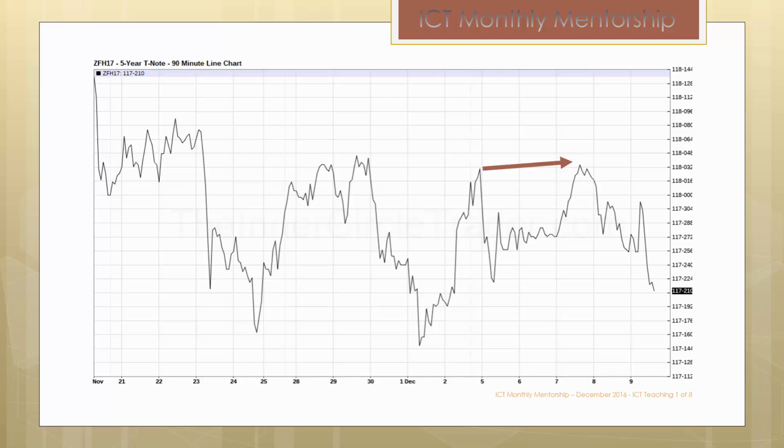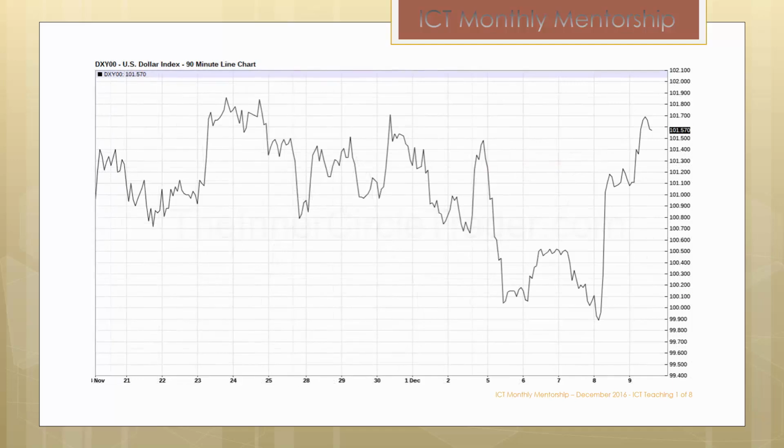You don't go into looking at the bond market just for these types of scenarios. You have to have a predetermined idea of what the market that you're about to trade should see in terms of bullishness or bearishness. That brings us back to the US dollar index.